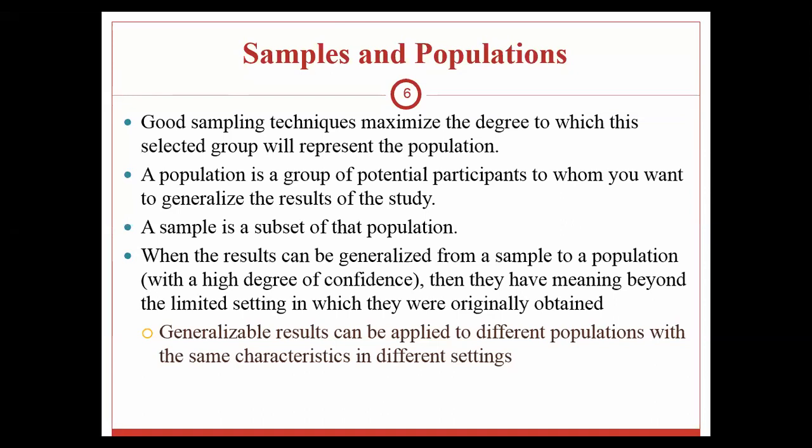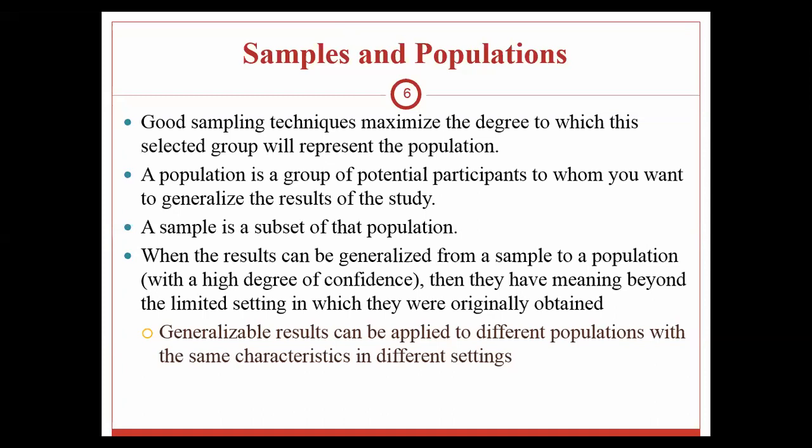So when the results can be generalized from a sample to a population, then they have meaning beyond the limited setting in which they were originally obtained. When the results from the sample can be used to generalize to a population, then now they have meaning. That's what you want. Generalizable results can be applied to different populations with the same characteristics in different settings.